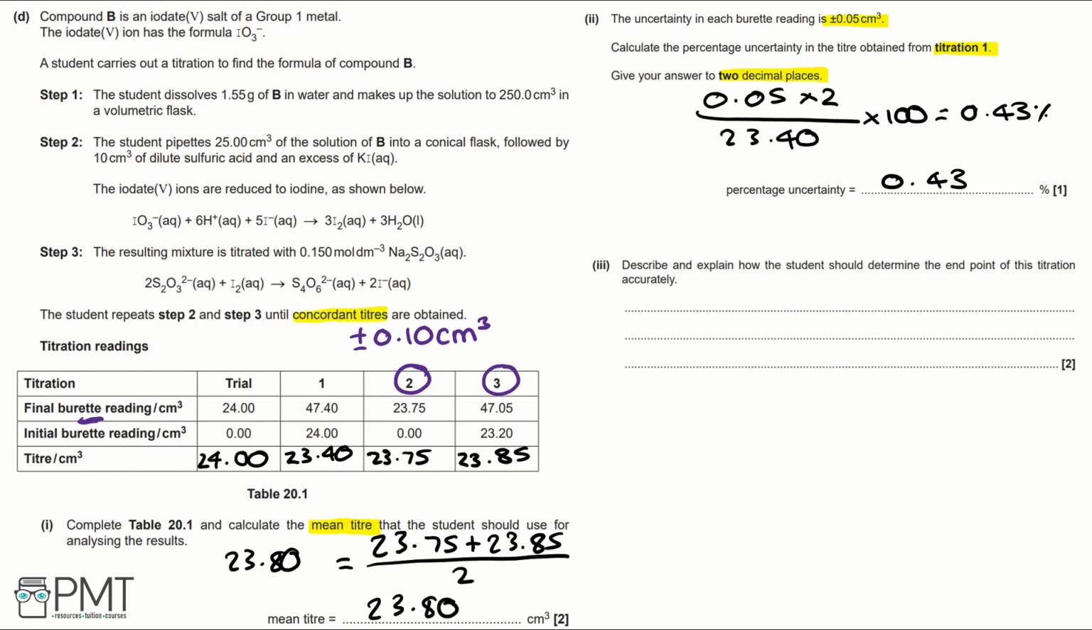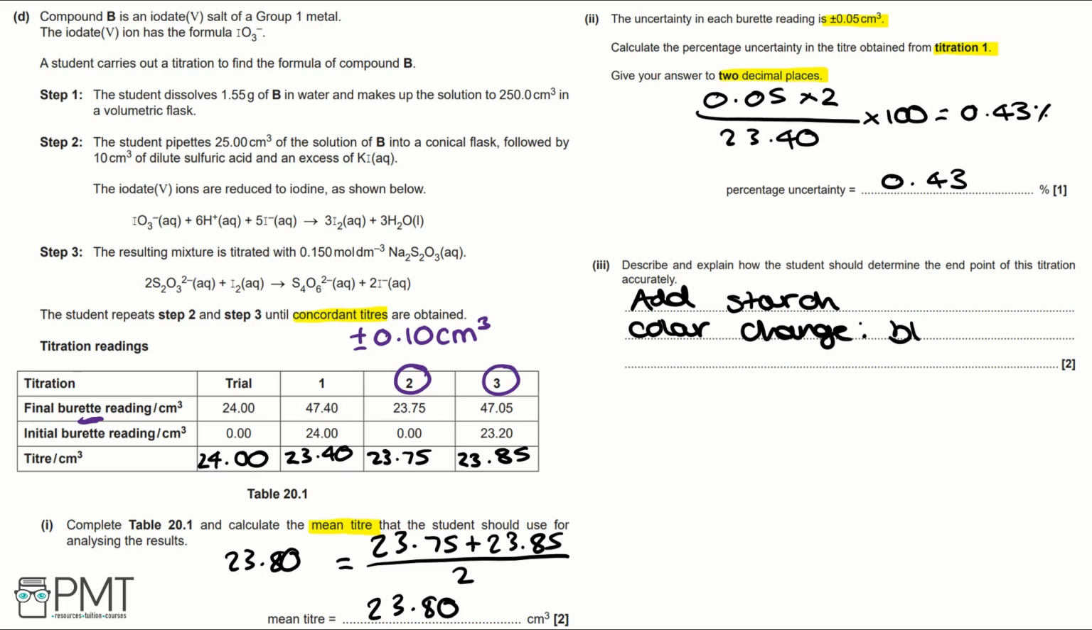Part 3. Describe and explain how the student should determine the endpoint of this titration accurately. The first point we need to make in this question is that we're going to add an indicator. We're going to add starch as our indicator for this titration. Next, we need to state the colour change starch is going to make to determine the endpoint of this titration.